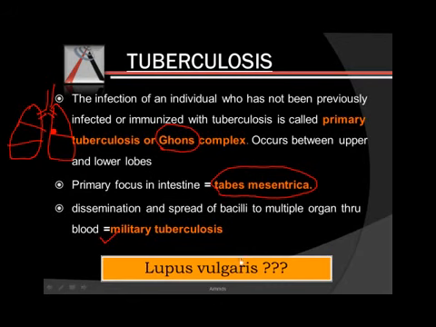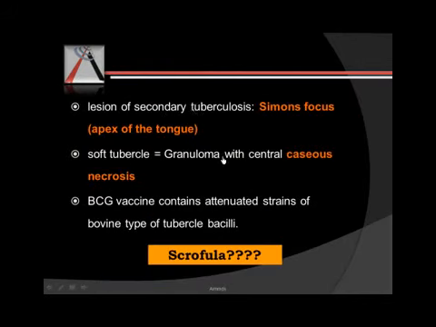And what is lupus vulgaris? It is a primary infection of the skin. Primary TB infection, tuberculosis infection of the skin. The secondary lesions are called Simon's focus, and usually they are found at the apex of the lungs. If this mistake is there in the keynote as well, please correct it. Then we have the soft tubercle or granuloma with central caseous necrosis, which is typical of tuberculosis.